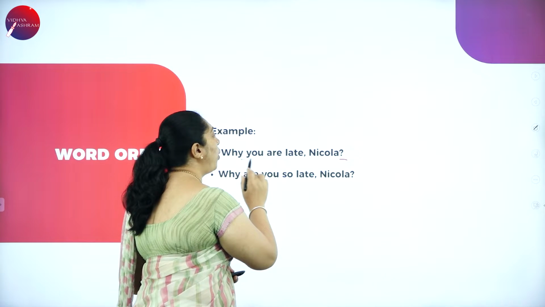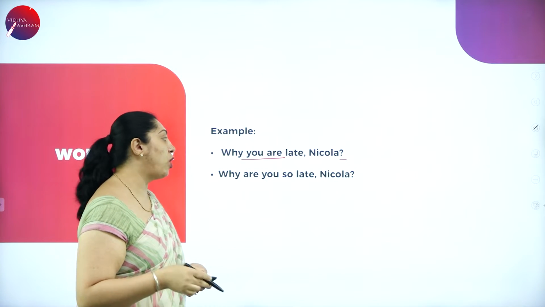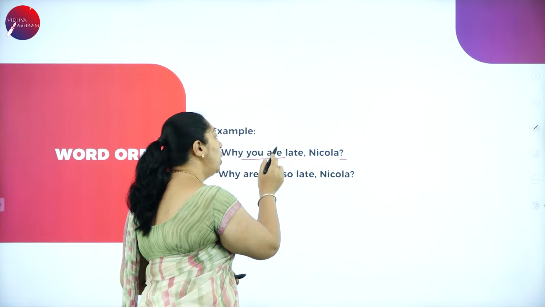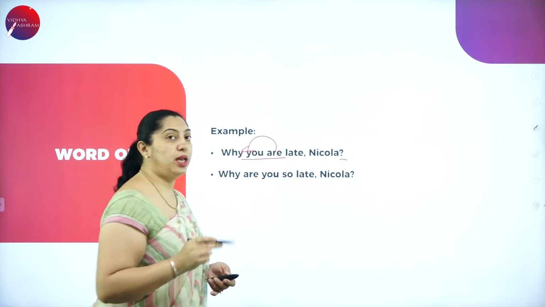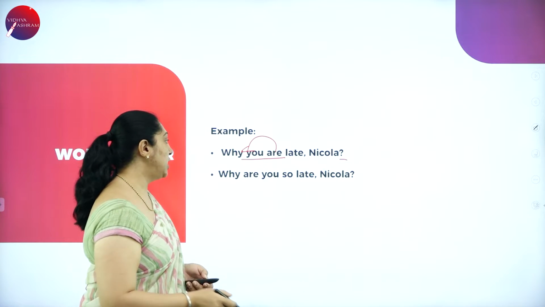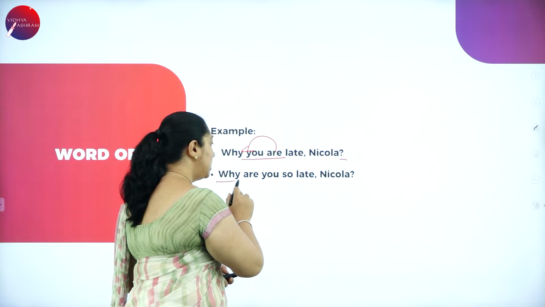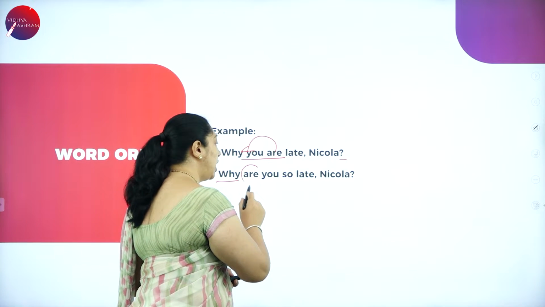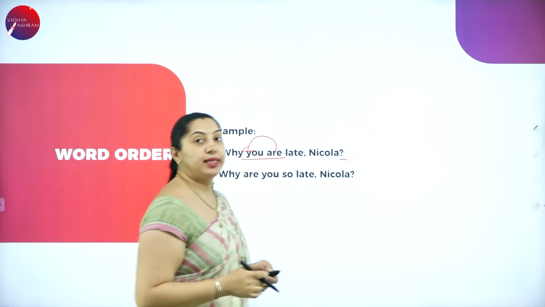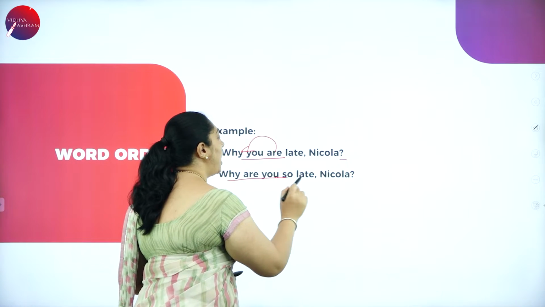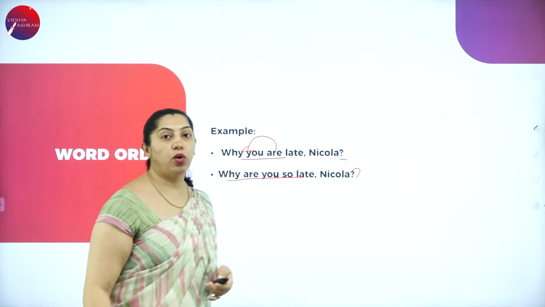You don't say "why you are late". The correct way of saying is "why are you late?" Why are you late, Nicolo? As I told, you should know the subject, you should know the helping verb, and the correct answer is: why are you so late, Nicola?